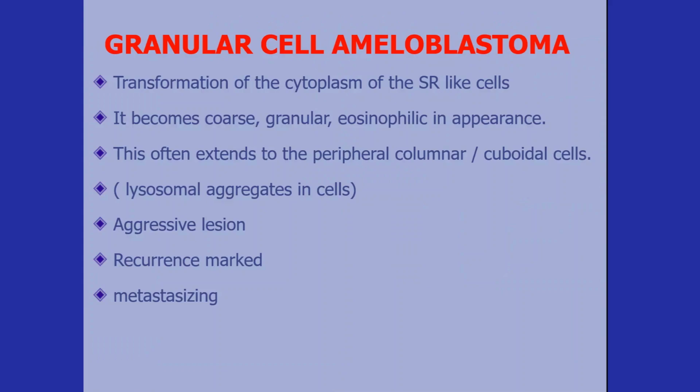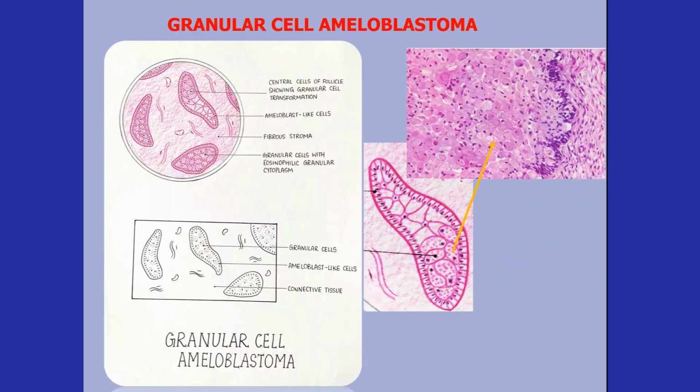It becomes coarse, granular, eosinophilic in appearance. This often extends to the peripheral columnar cuboidal cells. Now, why does this become granular? It is because of the presence of the lysosomal aggregates in the cells. It is an aggressive type, recurrence is marked, and it also metastasizes. So please note all of these points. They can be asked to you even in your viva.